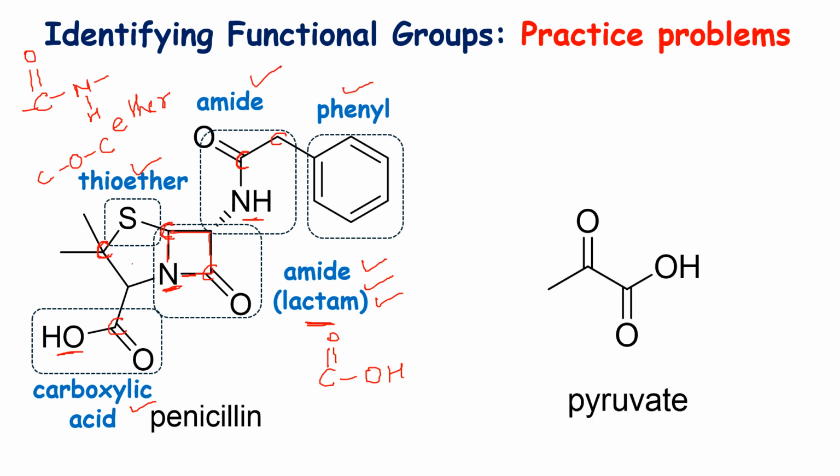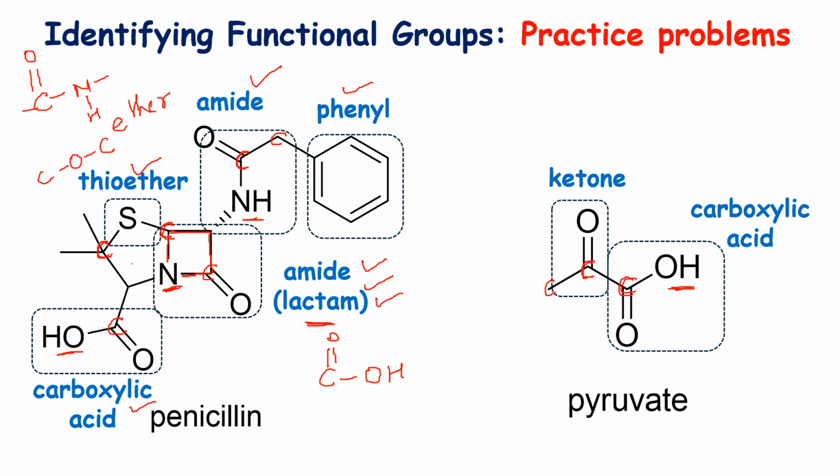Next molecule is pyruvate, which is a very significant molecule in glycolysis. And if you look into the functional groups, we have a carbonyl group single bonded to carbon on both sides. So this is your ketone. Another carbonyl group, but it is attached to OH. So this is your carboxylic acid.